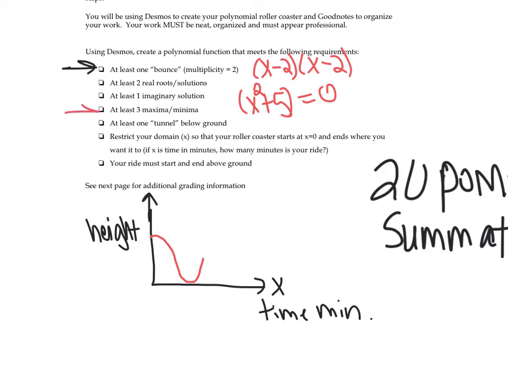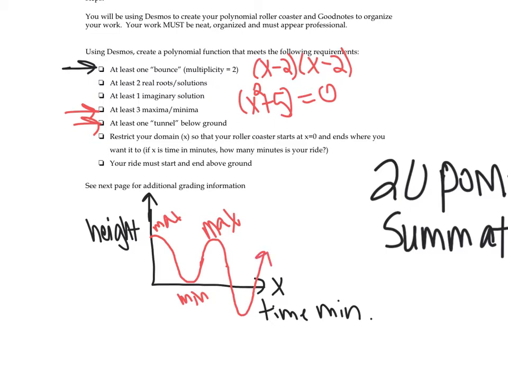And then you need to have at least 3 maximums and minimums, which means like here would be a maximum, here would be a minimum. I need at least one more, so I need another place where it's going to at least come up and cross to have another max. Remember, the max is the high and the minimum is the low. You need to have at least one tunnel, which means at some point your roller coaster is going to have to dive down below ground and come back up.